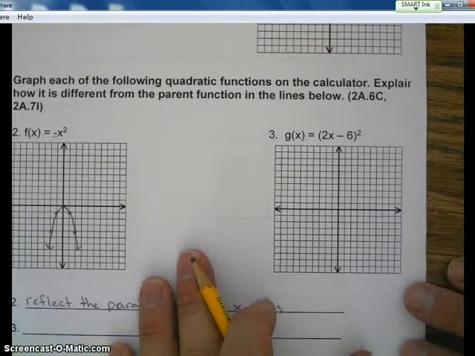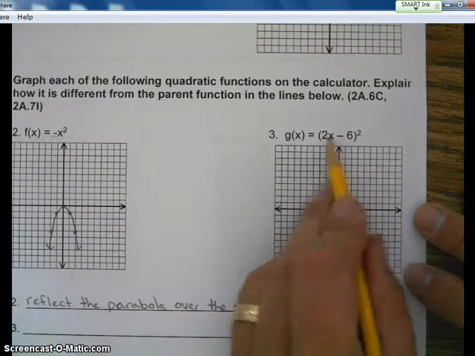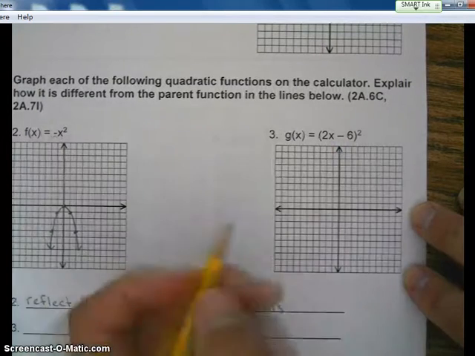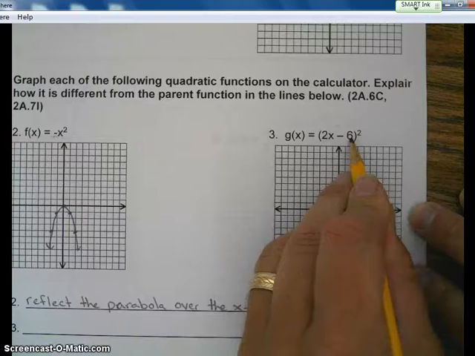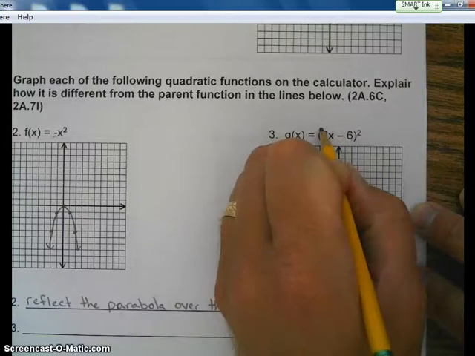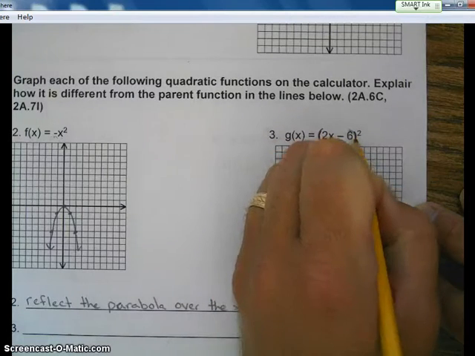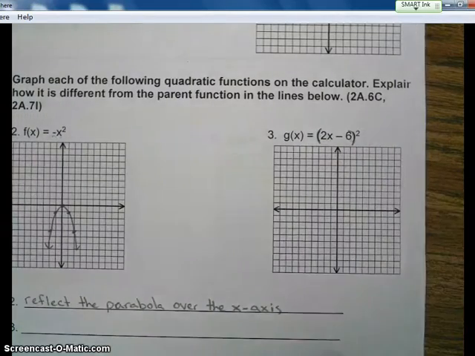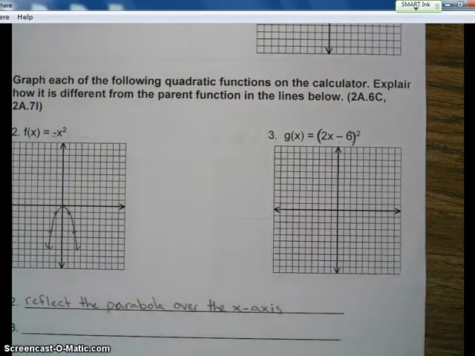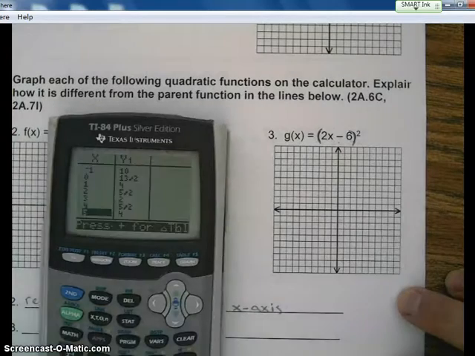So let's see what is happening here. The first thing we want to do is factor out a 2. When you're working inside the parentheses here, we're going to factor out a 2. And actually, let's just use our calculator for right now, and we'll talk about that in another video.